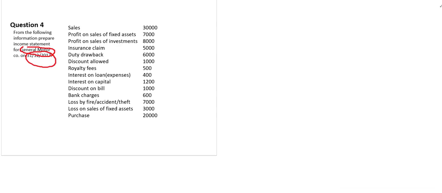Next, let us check how many revenues and how many expenses we have. Sale is a revenue. Profit on sales of fixed asset is profit, is revenue. Profit on sales of investment, that's also revenue.